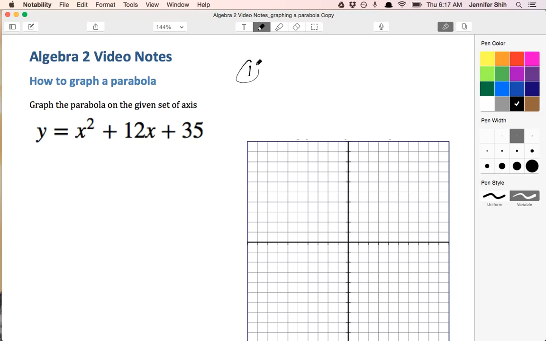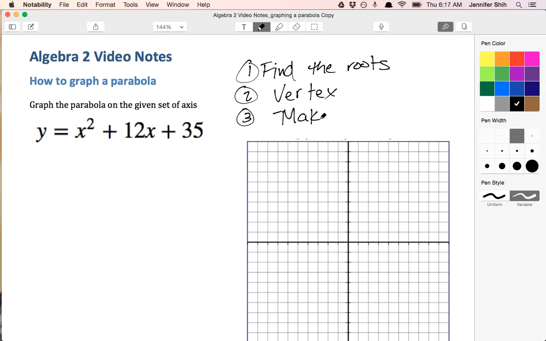One, it's helpful if you find the roots, because the roots are also the x-intercepts, and they are going to plant your graph onto the axes. And then you can find the vertex and then make a table. And this is going to help you make a smart table that will make your table more efficient.